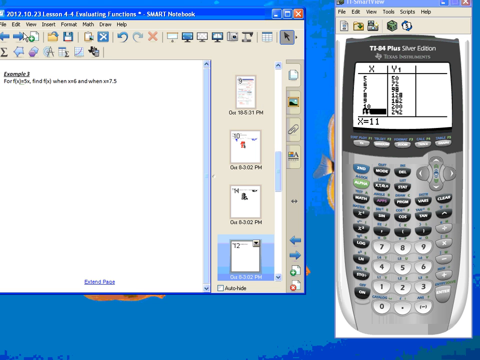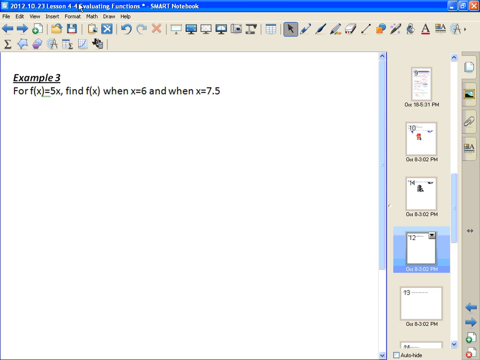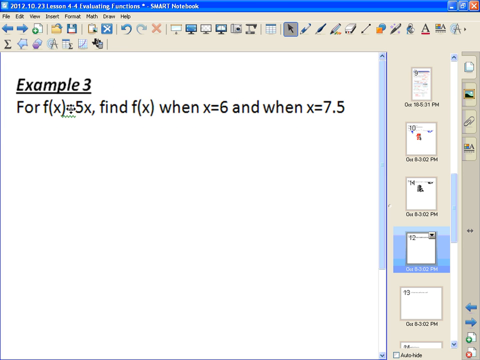All right, now example 3 is worded a little different, but you basically follow the same process, okay? It says for f of x equals 5x, find f of x when x equals 6 and when x equals 7.5. Okay, so for this one, I'm still going to make my table. And I'm going to put x, and I could put y, but here it's asking us to find f of x. And f of x means the same thing as y, so I'm going to write f of x right there. But don't let that freak you out. It's the same thing as y.